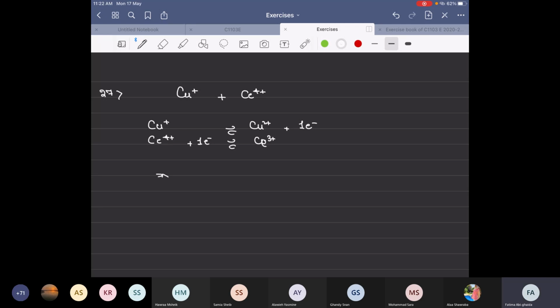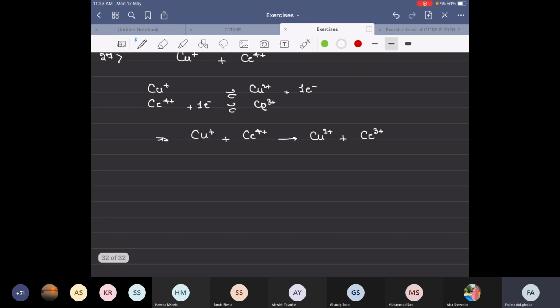The overall reaction is Cu+, this is your analyte, plus your titrant, which is Ce4+. I will put it as complete: Cu2+ plus cerium 3+. Good. Find K. It is equal to 10 to the power n E0 divided by 0.0592. E0 of what? Of the cell or the reaction, meaning cathode minus anode.